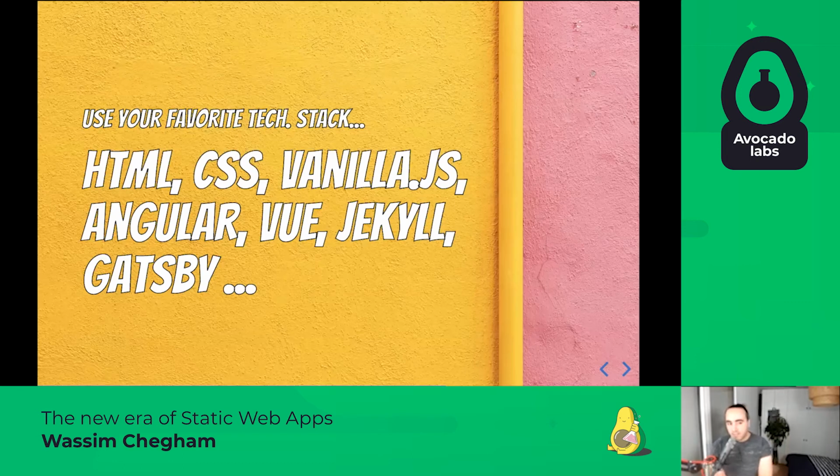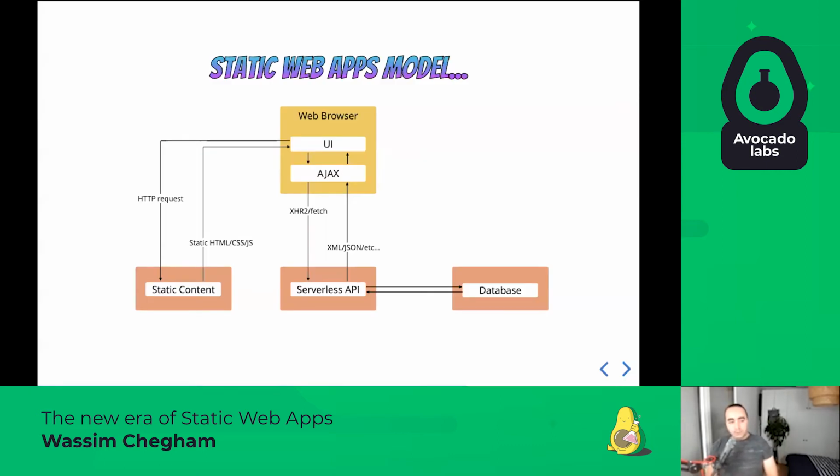As I said, there is nothing new because that's built up on the single page application model. So obviously you can use any technology stack, your favorite one: HTML, JavaScript, CSS, even Angular or Vue, or maybe some sort of static site generator like Jekyll or Gatsby, for instance. And if we look back at the architecture of a modern static web app, we still have this familiar single page application architecture.